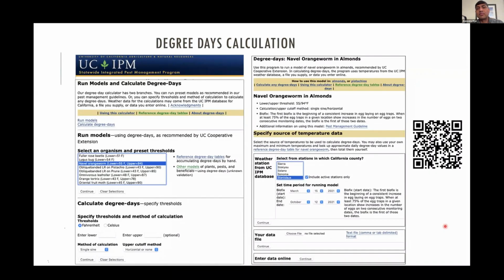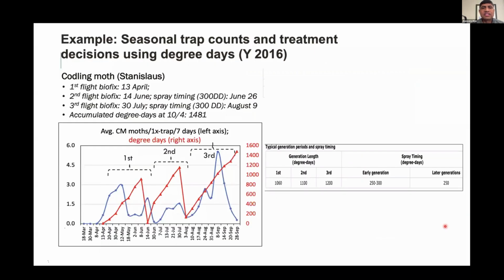We have the model where you can select your county and your CIMIS station for the weather, and it can give you the degree days number, so that you can make a decision based on that. For example, in this case, we have three generations of this codling moth, as you see here.